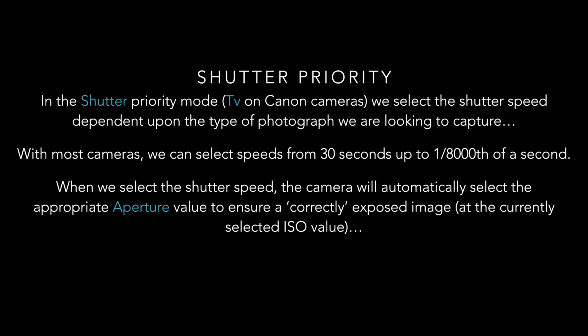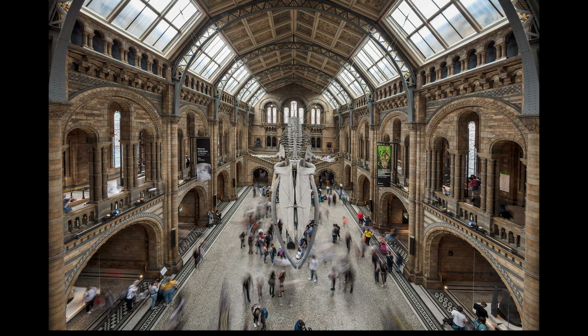When you select the shutter speed, the camera automatically selects the appropriate aperture to ensure that you still have a correctly exposed image. Now this is of course based on your currently set ISO value. With regards to when I was shooting the birds in flight, I set my camera to auto ISO in order to make sure that any changing light conditions didn't lead to an either under or overexposed image.